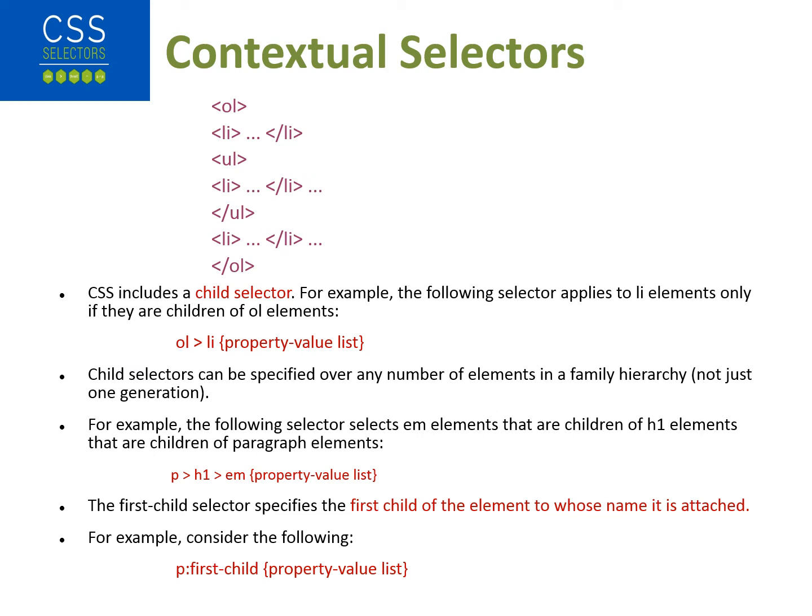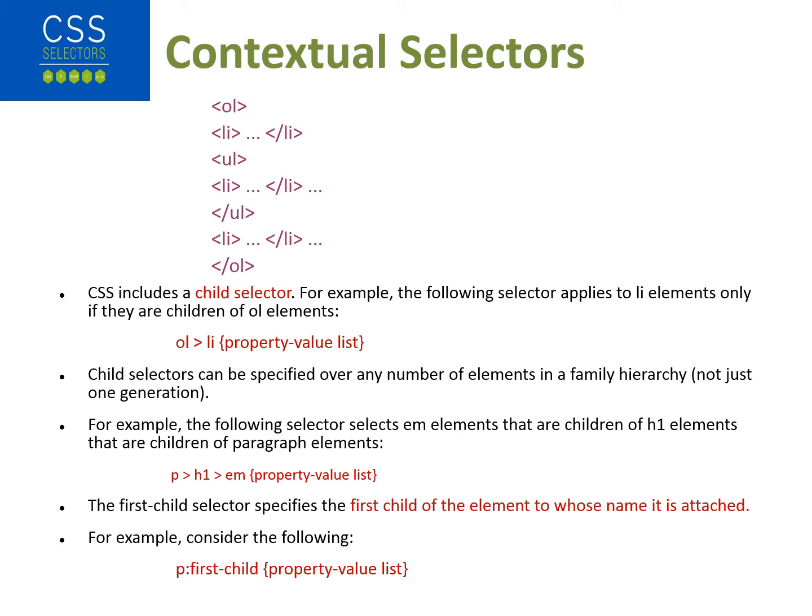In addition to that descendant selector, we have another selector called the child selector. CSS includes a child selector. For example, the following selector applies to LI elements only if they are children of OL elements. The child selector is represented by a greater than symbol: OL greater than LI, property value list.